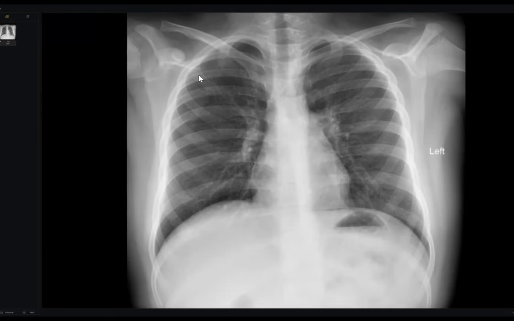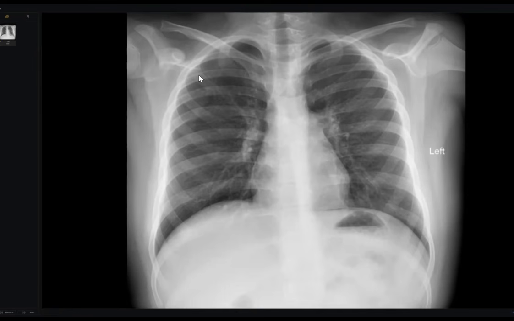Okay. So there is air under the left hemidiaphragm, and I suspect that it can be due to pneumoperitoneum, subtle pneumoperitoneum. Otherwise, the lung markings show normally visualized lung parenchyma. There is no evidence of any blunting of the CP angles. I'm trying to look for ribs. There is no evidence of any rib fracture associated with it.